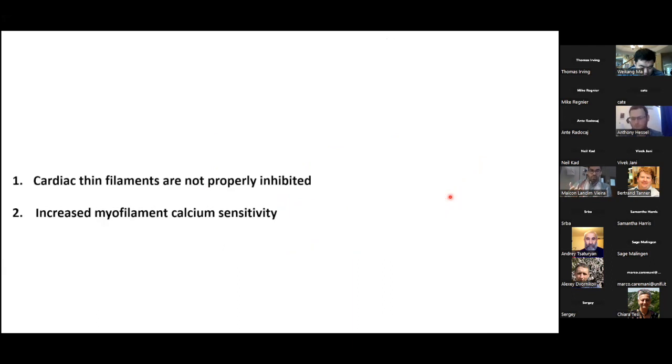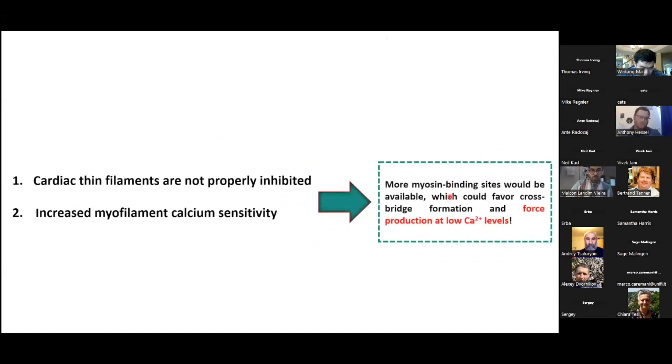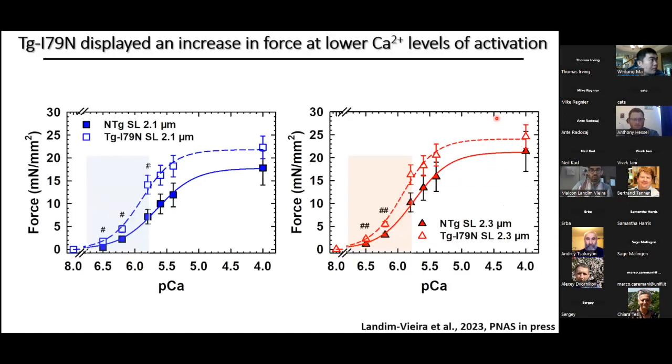So now that we know that the cardiac thin filaments are not properly inhibited because of the mutation, and there is an increase in myofilament calcium sensitivity, we thought that more myosin binding sites would be available, which could favor cross-bridge formation and force production even at low calcium levels. So when we look at the force levels, we saw that the I79N myocardium displayed an increase in force generation even at low calcium levels of activation, and especially at the physiological range of calcium. And that's in both sarcomere lengths tested, as we can see in this highlighted area here.